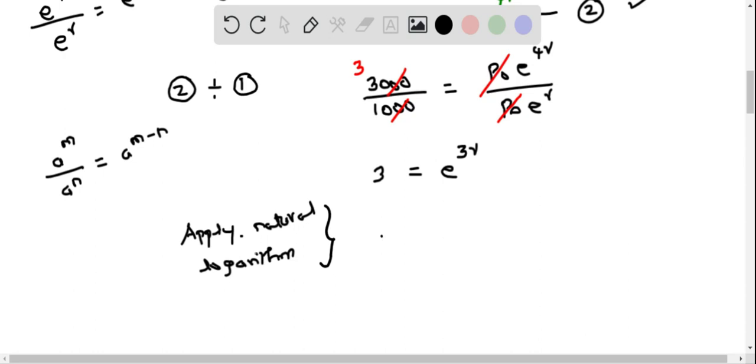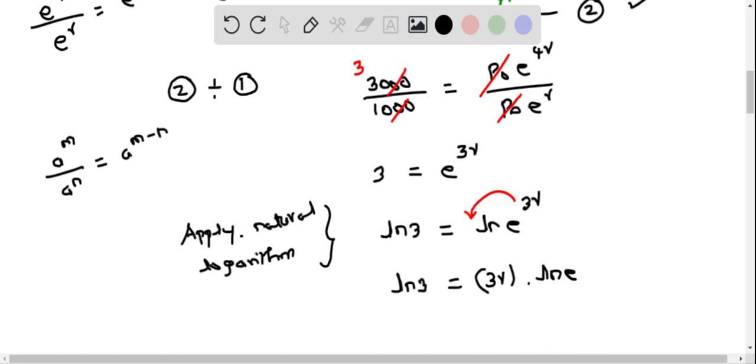And when I do that, I get natural logarithm of 3, and this equals natural logarithm of e raised to the power of 3r. Now we can use the power property of natural logarithm, which means this 3r will come in front. So I'm going to write this as natural logarithm of 3 equals 3r times natural logarithm of e. We must know that the value of natural logarithm of e equals 1. So 3r times 1 equals 3r. So we can remove this, and we just have 3r on the right side.